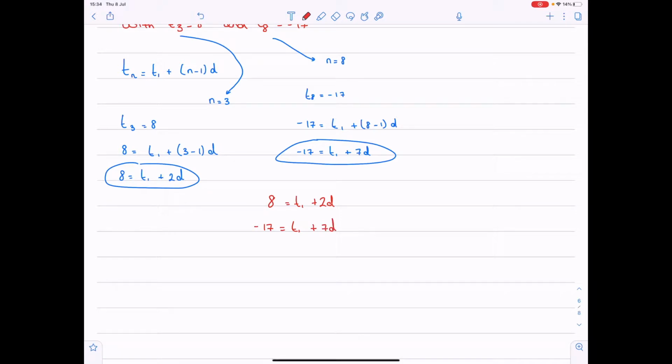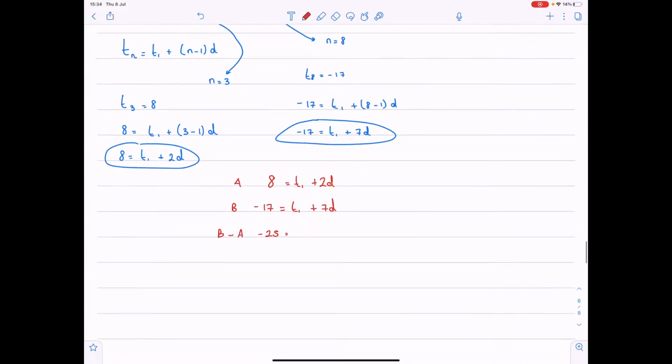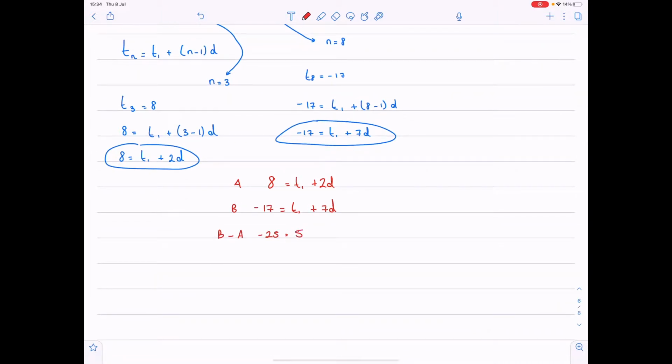So here we can see the T1s. If we just subtract one from the other, we'll get rid of them. So let's call this A and this B. So if we do B minus A, it's minus 25, which is minus 17 minus 8, equals, T1 minus T1 is 0, and that will be 5d. So from here we can find out that d is minus 25 over 5, which is minus 5.